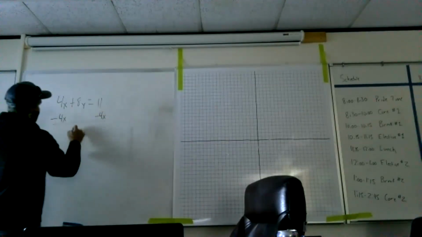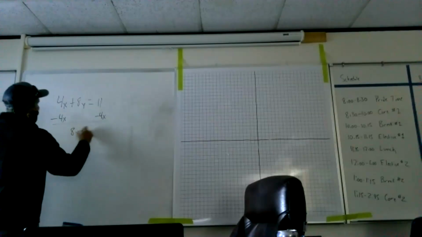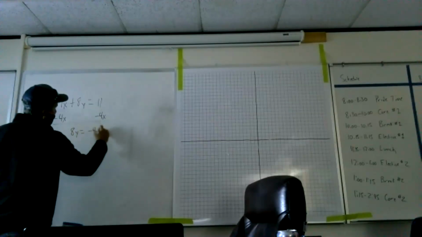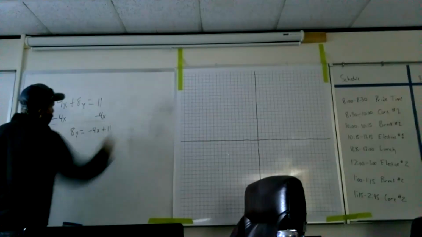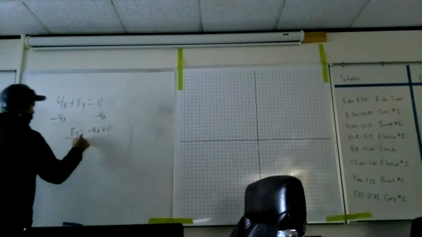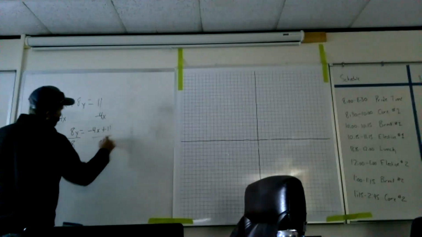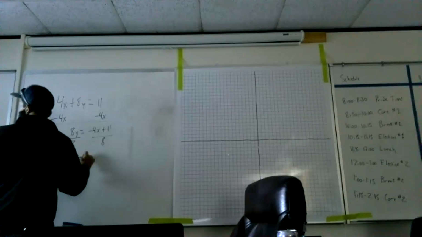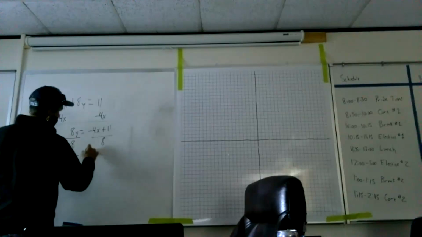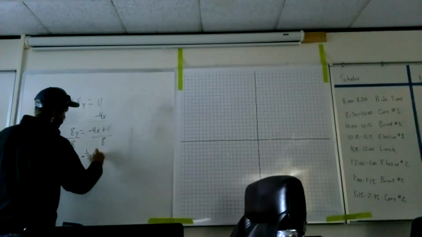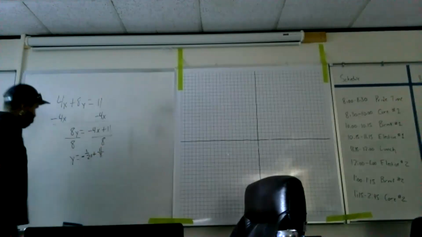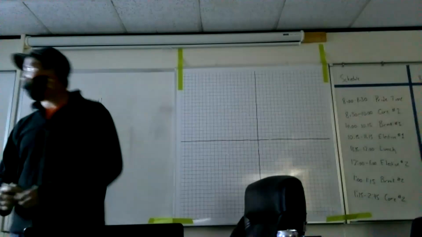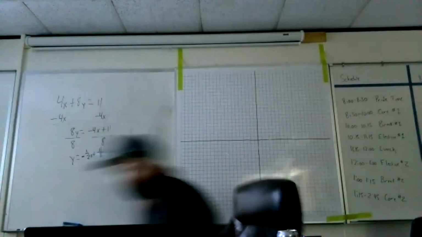So we're going to be left with 8y is equal to a -4x plus 11. Then we want to divide by 8 on both sides. That is going to give us y is equal to a -1/2 x plus 11/8. Okay, so that should correspond to answer C.